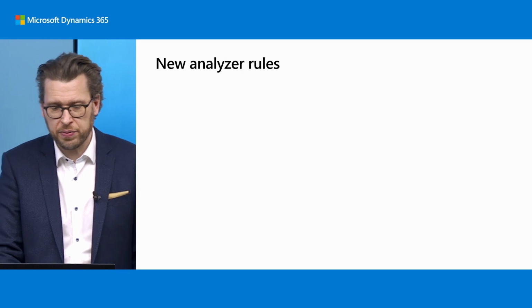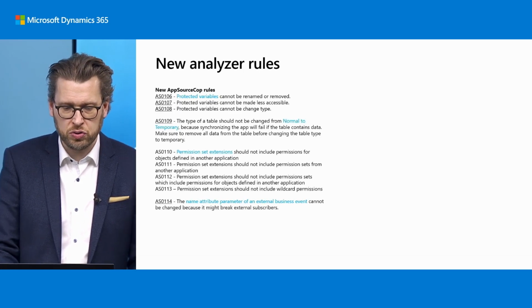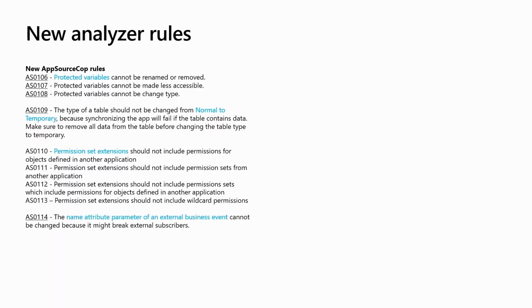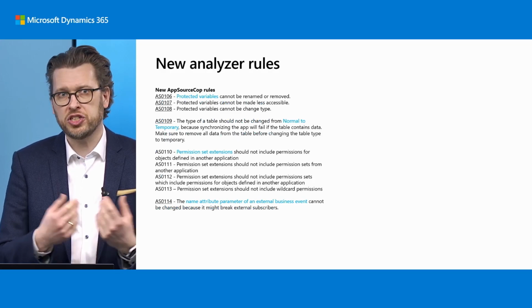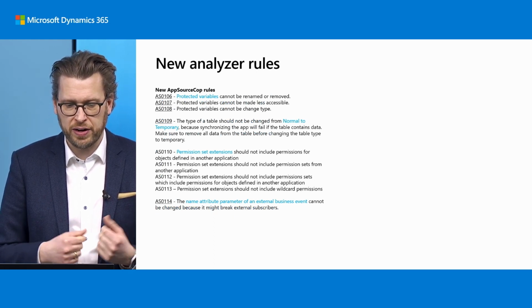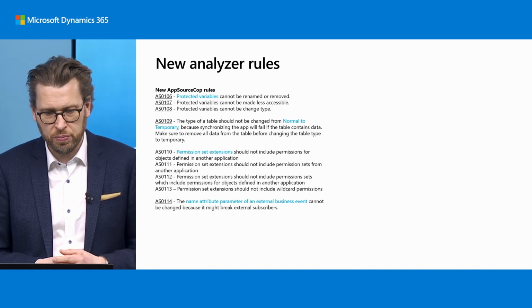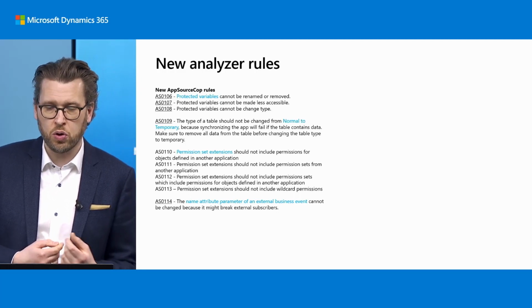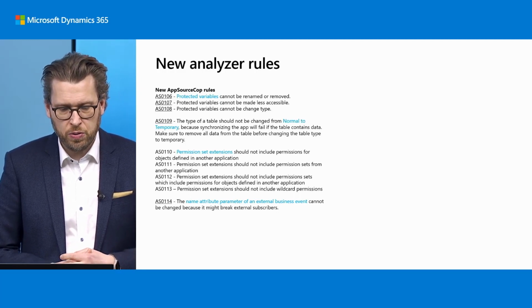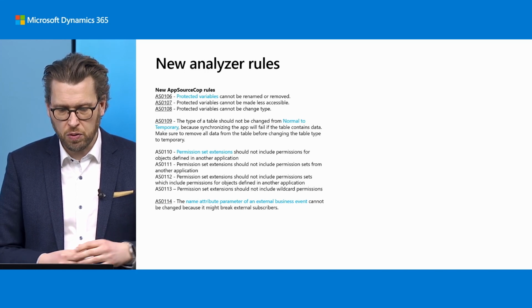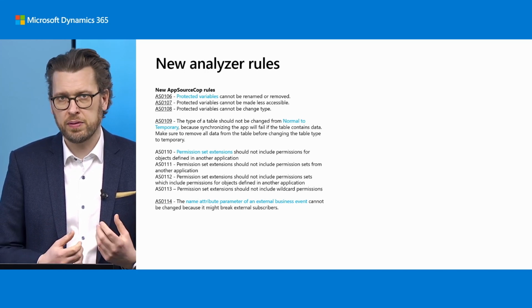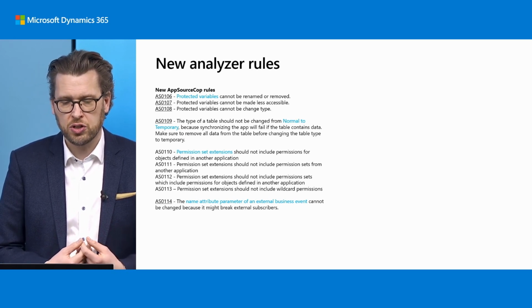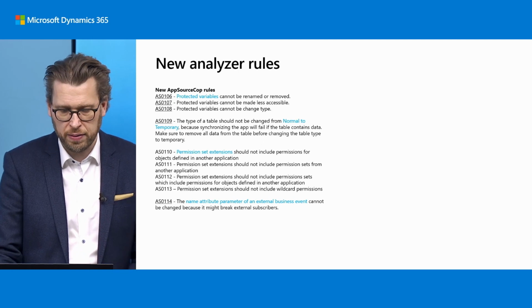Now we, of course, like every release, have added a number of new analyzer rules. I will not go through these in detail, but just to summarize a little bit, on AppSource we added some new rules to govern the breaking change impact of protected variables and changing or removing those. We also have a new warning around changing from a normal to a temporary table type. We have a bunch of warnings around using permission set extensions to extend existing permission sets. I'll talk more about those in a moment.